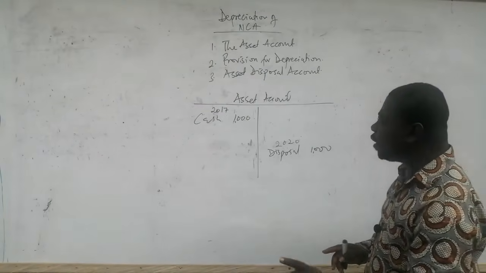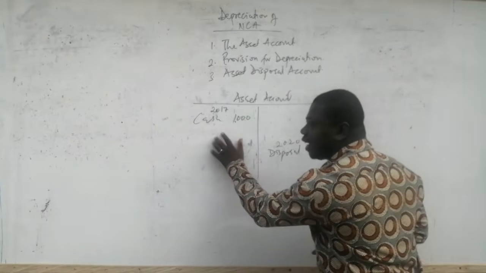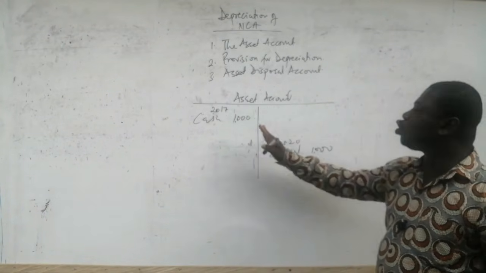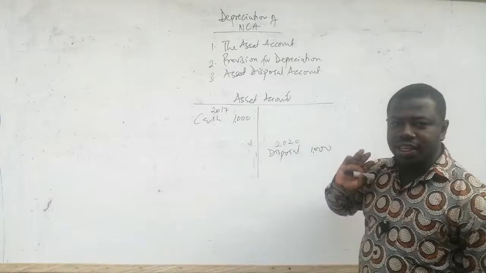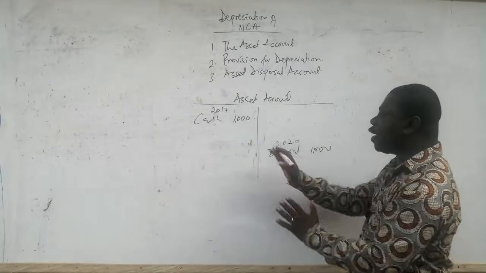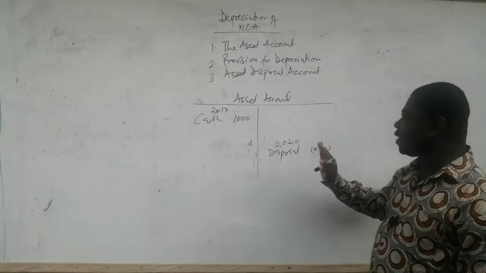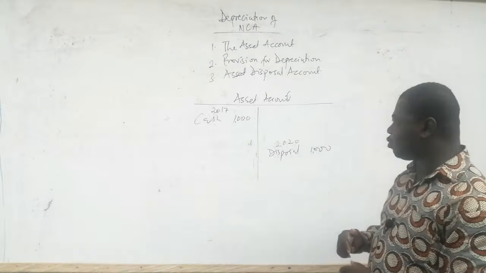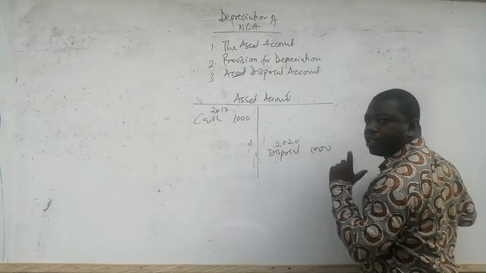Now, what you need to do is that once you record the asset on the debit side, it is going to be there. It's not going to be depreciated in the asset account. And so when you are selling off the asset, you are removing the cost component from the assets account, and then you are taking it into the disposal account. So this is a transfer to disposal.